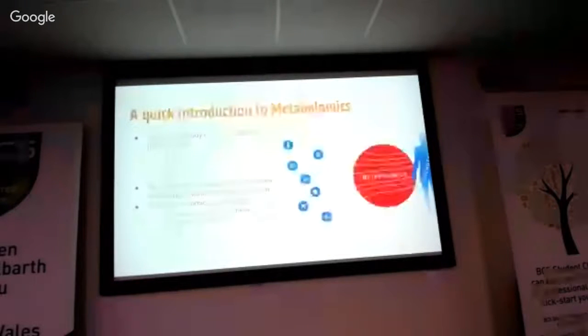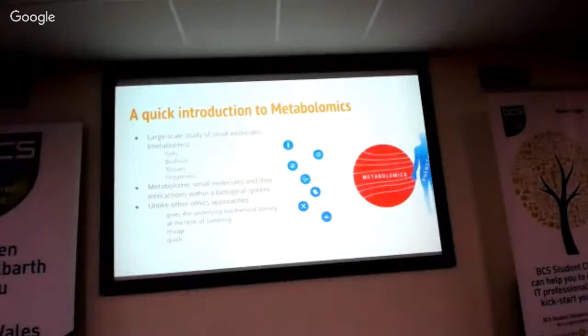Basically, to do this, we're going to employ metabolomics. This is the large-scale study of small molecules known as metabolites. These are the small molecules found in cells, in biofluids, in tissues, and in any living or dead organism. The metabolome is basically the combination of these metabolites produced or inhabiting a small biological system. And unlike other omics approaches, it gives us the underlying biochemical activity at the time of sampling, which means that when you take the sample, what you see is what you get at the time of sampling. It's also incredibly cheap to perform.